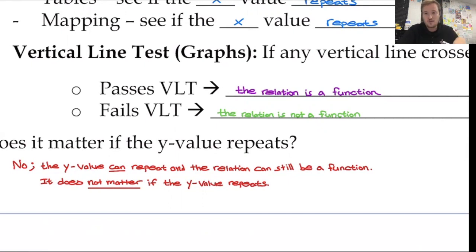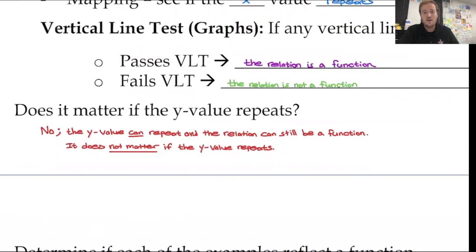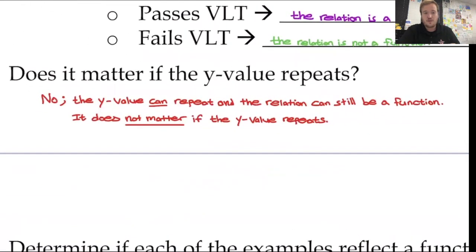So a lot of these questions on 2A are going to ask, does this relation represent a function? If it does, why? If it does not, why? So a lot of this lesson is also going to focus on the explanation part. So there is going to be some writing. So another big question that I get asked a lot is, does it matter if the y value repeats? And in actuality, no, it does not matter. So the y value can repeat as much as it wants. It's really just looking at the x values.